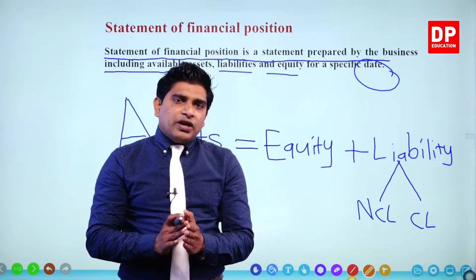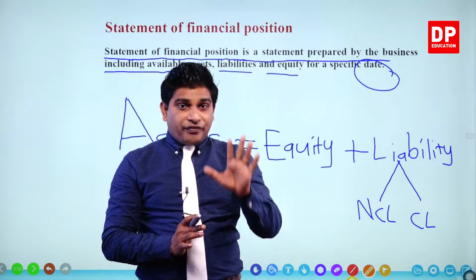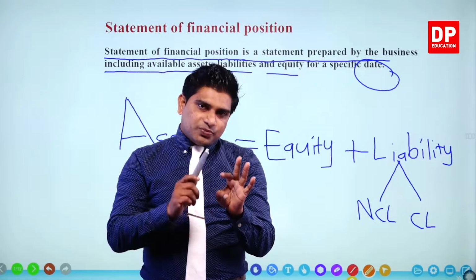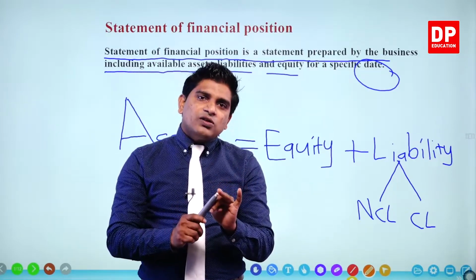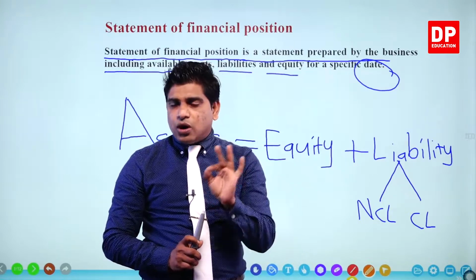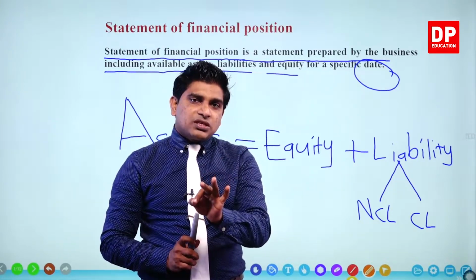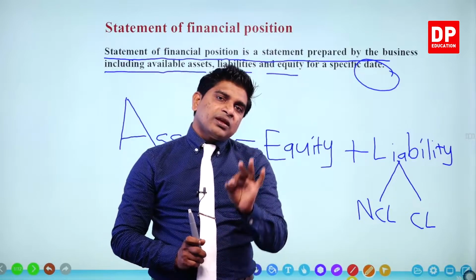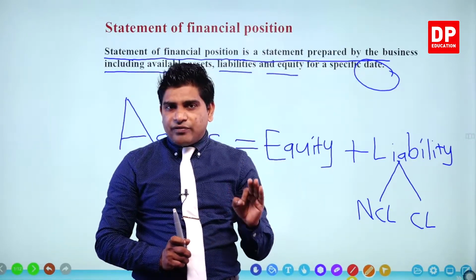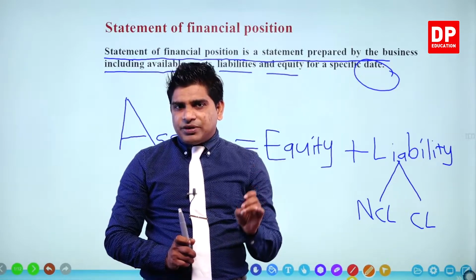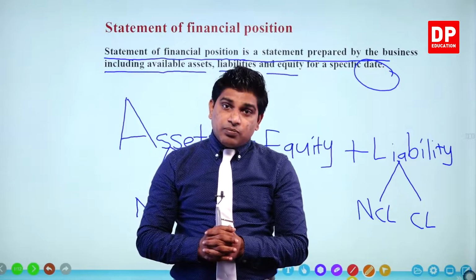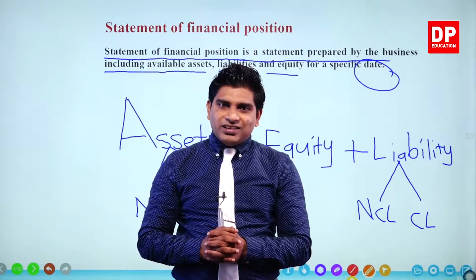You know, we have 5 main types of accounts in accounting: assets accounts, expenses accounts, income accounts, capital accounts and liability accounts. Two out of these, income and expenses, are already used to prepare the profit and loss statement. Now we have only 3 types of accounts remaining: assets, capital and liability. We use them to prepare the statement of financial position, right? Okay.